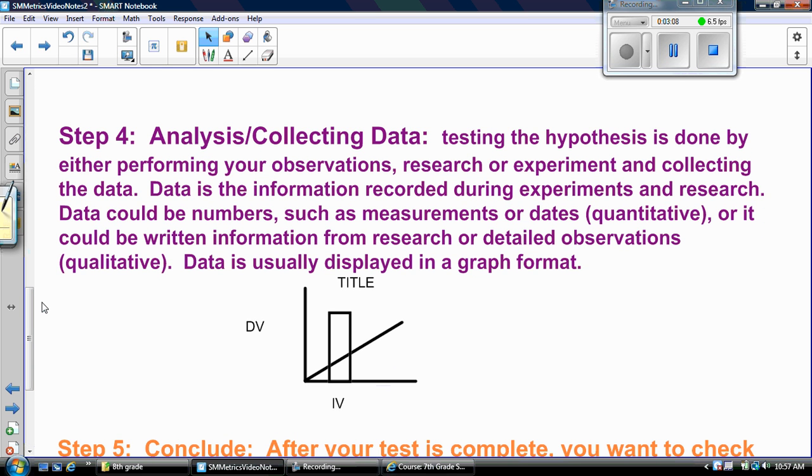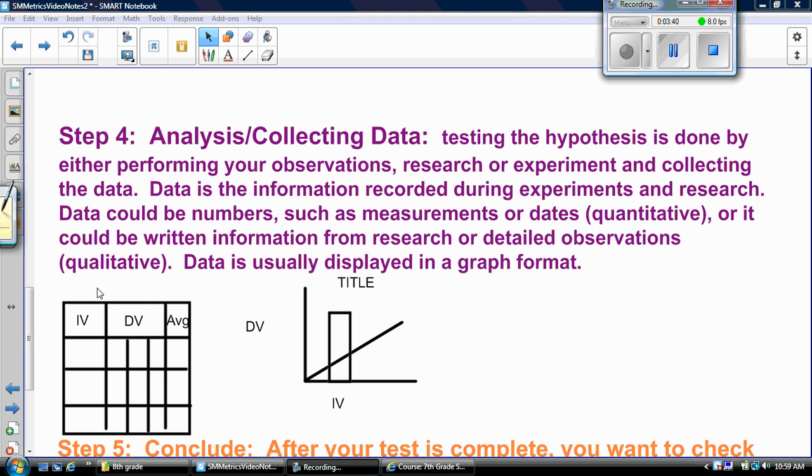Okay, step 4, analysis and collecting data. So when we're testing the hypothesis, okay, we collect data in the form of graphs and data tables. Okay, data could be in numbers, which is quantitative data, or it could be written out like in the form of surveys, which is qualitative data. We usually take our data and we put it in graphs. Now, remember, data table, I'm going to draw a data table and show you how to remember how to label a data table.